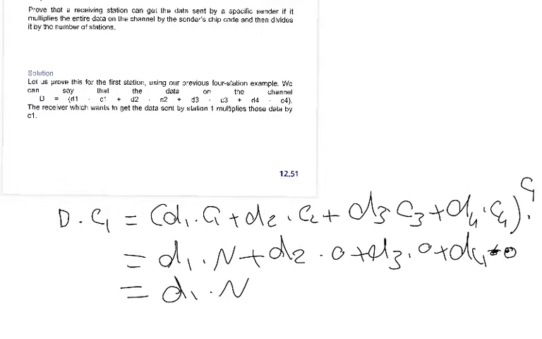And again, this is because of the properties that we talked about, that the multiplication of any two different codes will be 0, except if you multiply the code by itself, you get N. So if we divide this by N, that's it. We get the D.